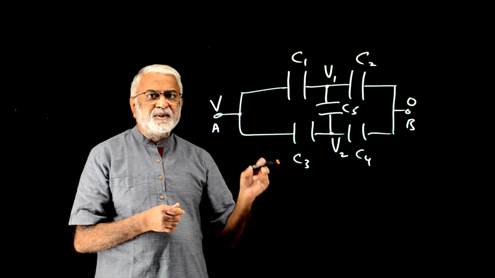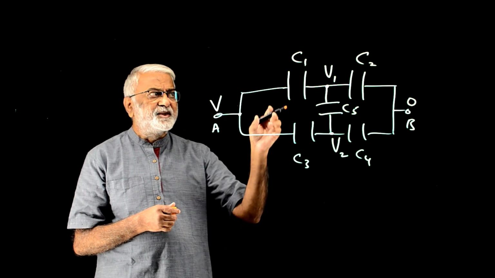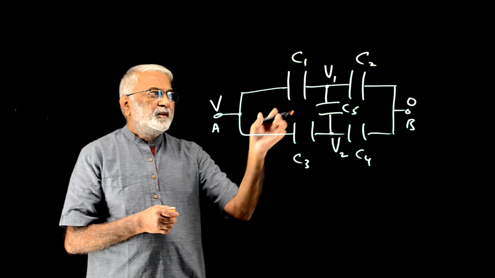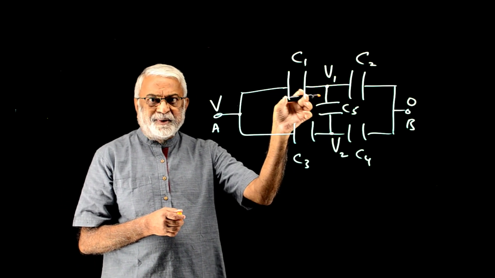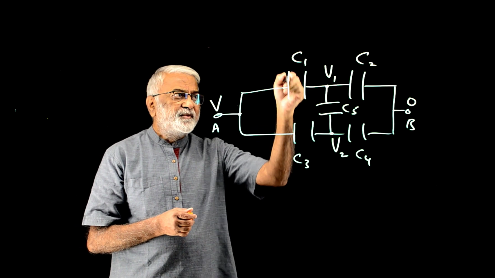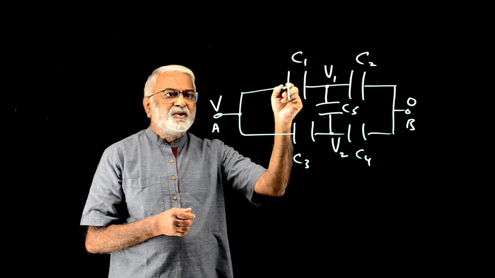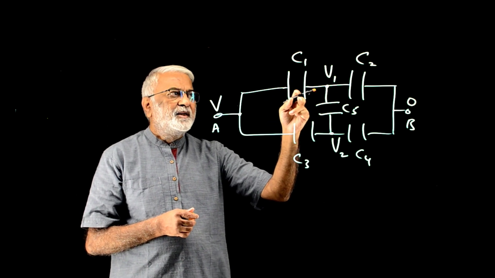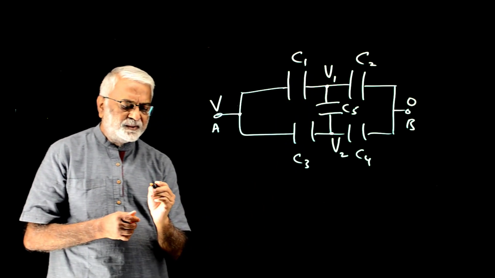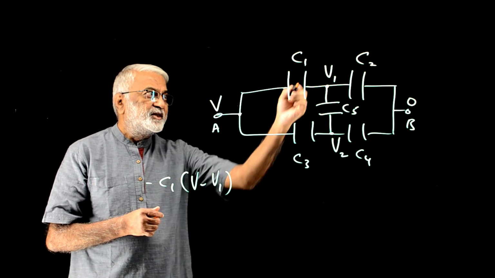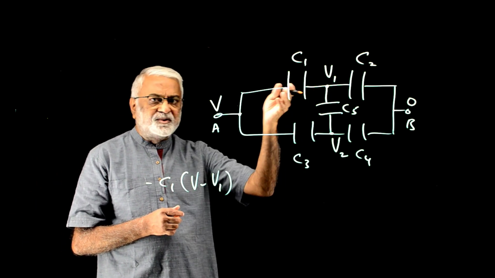Now we know the potential difference of all the capacitors in terms of the assumed potentials V1 and V2. The potential difference of this is, say, V minus V1. So the charge on this plate would be C1 times (V minus V1), positive. Let's assume V1 is less than V. And this will be minus C1 times (V minus V1), the charge on this plate of the capacitor C1.